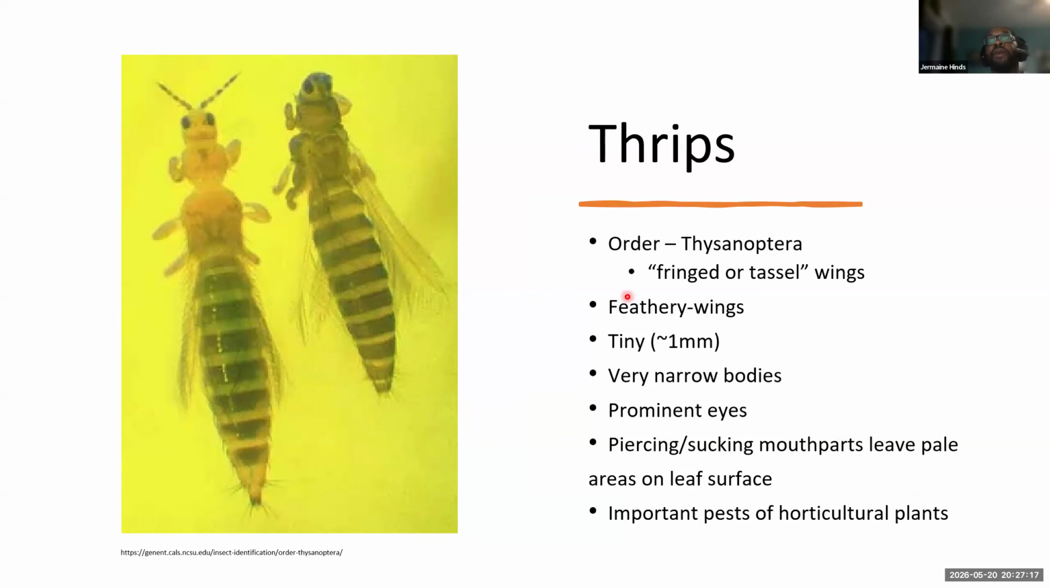Thrips are another important pest. They're in the Thysanoptera group. So thysano means fringe, ptera means wing. So your fringed or tassel-wing insect. And so they have these fairy-like fringed wings. They're very small, so you probably need a microscope to see them. So less than 1 millimeter. They have a spindle-shaped body, these prominent eyes, and they have piercing, sucking mouth parts that leave pale areas on the leaf surface. So they're sucking out and stressing plants. And so they're important pests of horticultural plants.